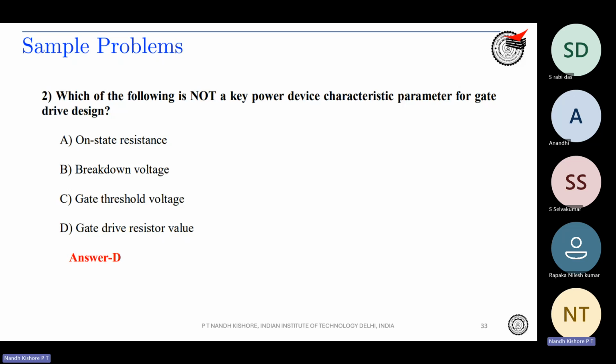Which of the following is not a key power device characteristic parameter for gate drive design? On-state resistance, of course, yes, it's a key parameter, and it's a power device characteristic. Breakdown voltage, power device characteristic. Gate threshold voltage is a power device characteristic. But gate resistance value is something that we do, right? Gate resistance you can design, but on resistance, what is the maximum VDS that it can withstand? What is the threshold voltage? What is RDS on? All of these are properties of the device.